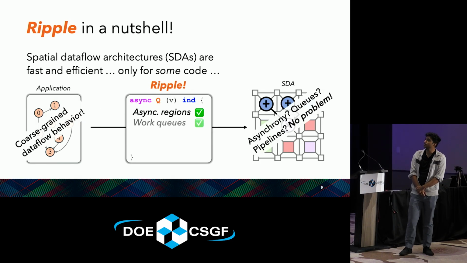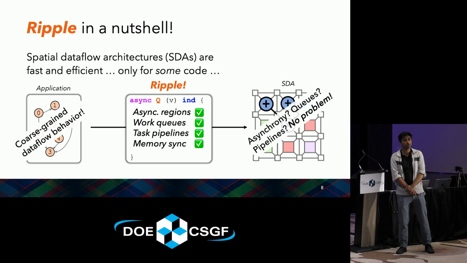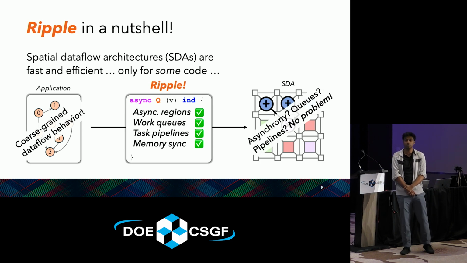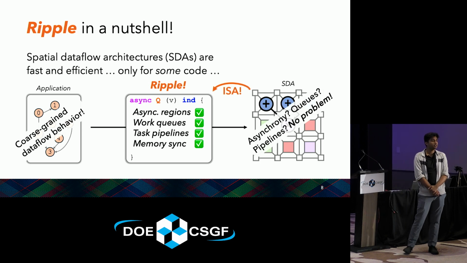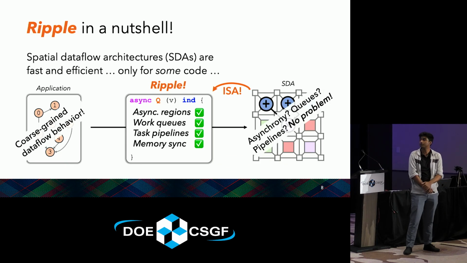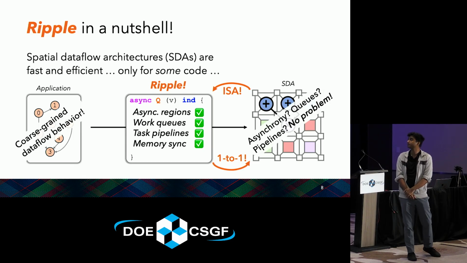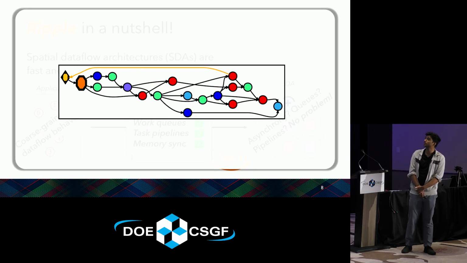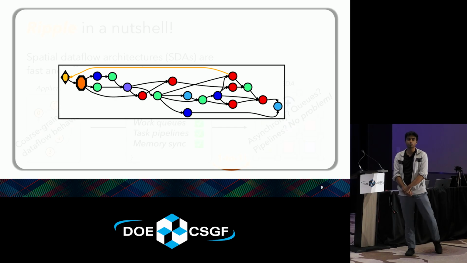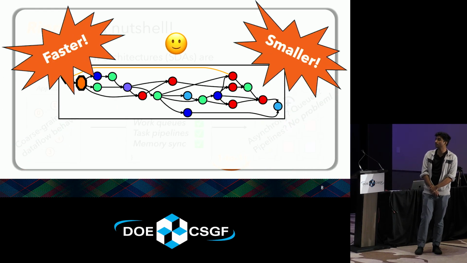What we've done is we've built an asynchronous parallel programming language with many of the features that a spatial data flow architecture already exhibits. We've expanded the instruction set architecture, or ISA, so that the compiler can take that knowledge of the language and compile it down very efficiently, almost one-to-one to primitives that already exist in the hardware. And so that graph application is much more compact if we write it down with Ripple. This is what it looks like. These are instructions. They're communicating to each other. It's much more compact, much faster as well.